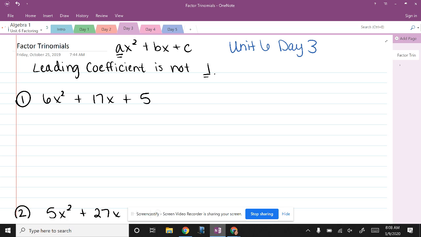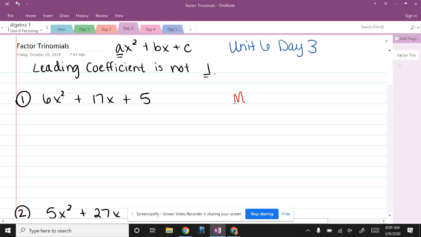Now, this looks different from the ones we did on Friday because the leading coefficient is not a 1 anymore. There's actually a number there besides a 1. So that lets you know that, I call this factoring trinomials the long way. Okay, it's actually the only way to do it, but it's just what you have to do when you have a leading term that's not a 1. So with trinomials, we're going to make a table. That's how we show our work on trinomials.